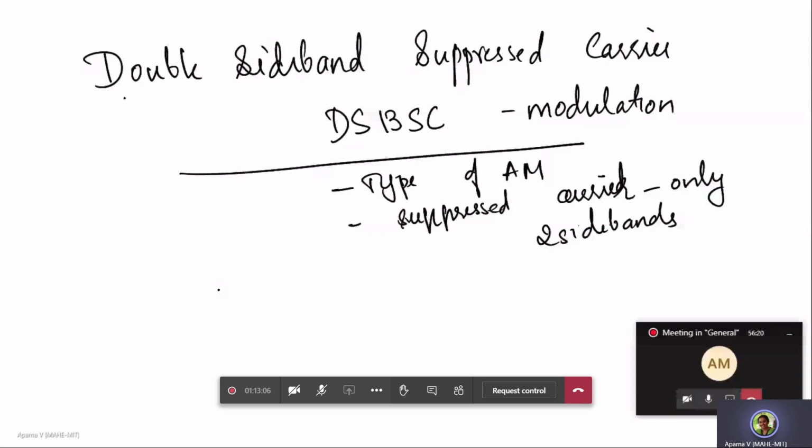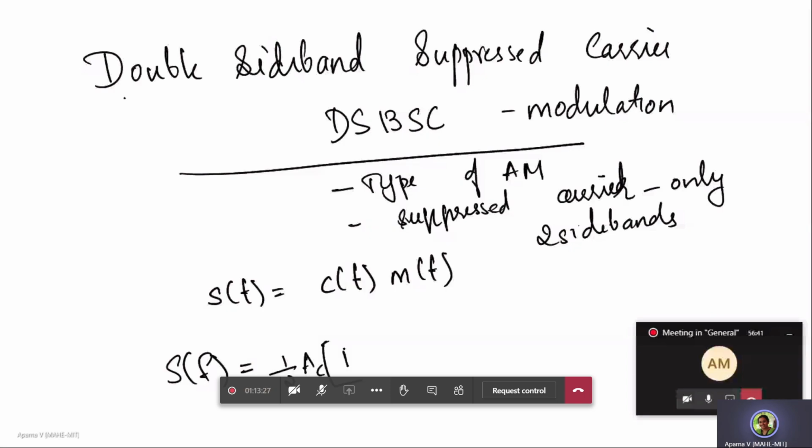So the expression for the signal S of t will be C of t into M of t, which is Ac cos 2 pi fc t into m of t. And here the spectrum S of f will be equal to half Ac into the message signal spectrum, M of f minus fc plus M of f plus fc.